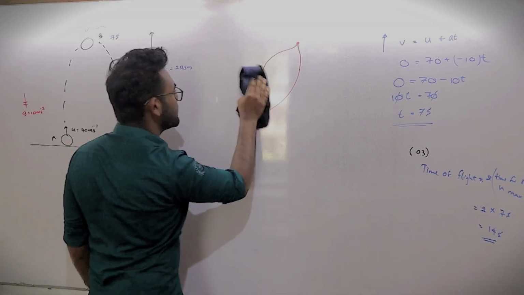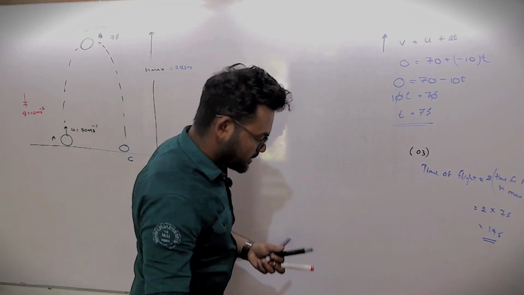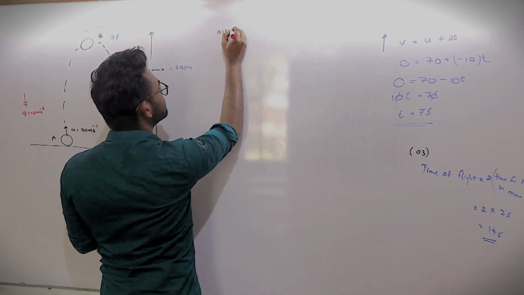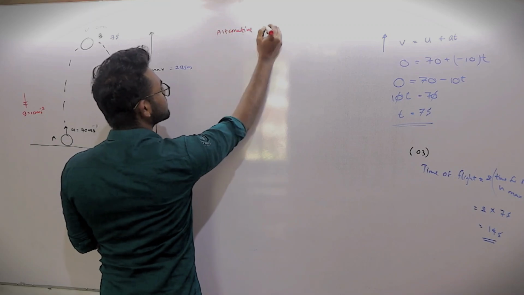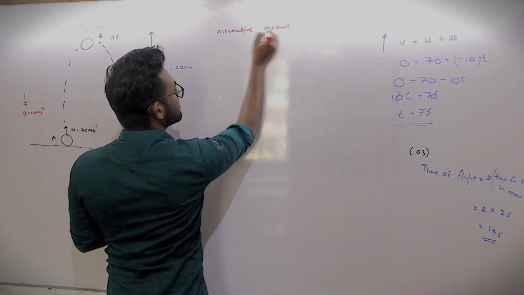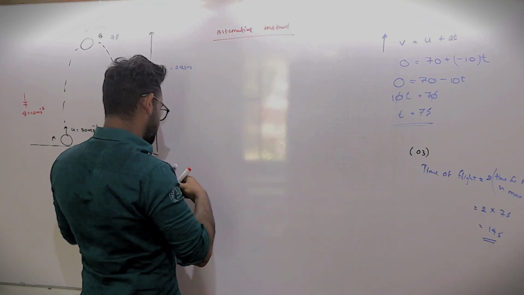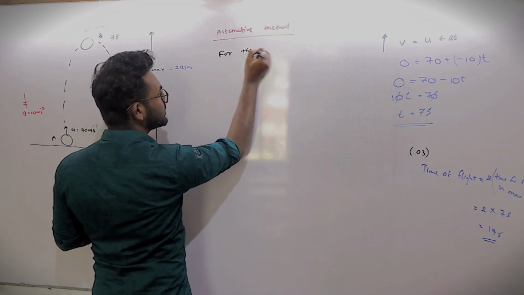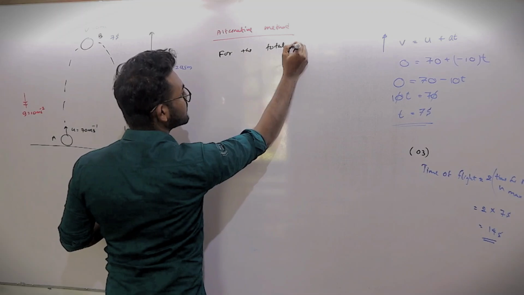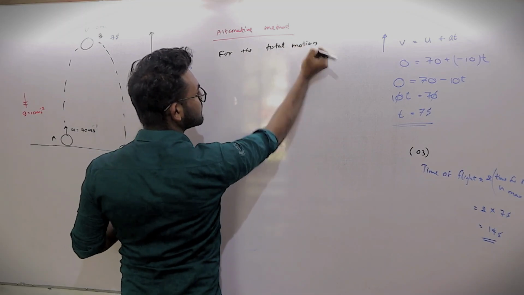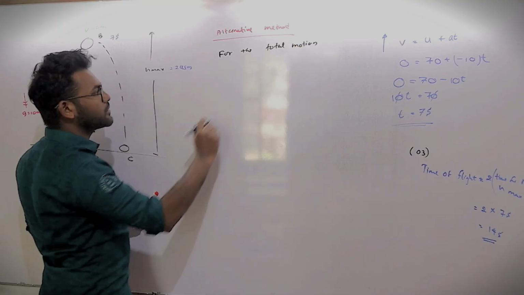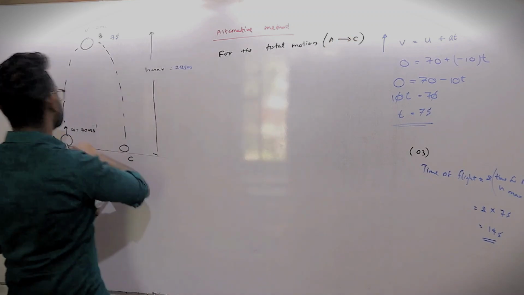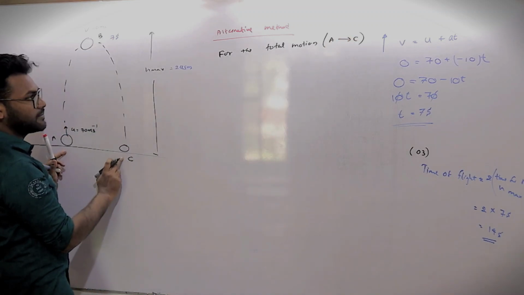Then I'm going to do something like this. I could write, maybe you could copy it down, alternative method, right? I'm going to consider the total motion, again from A to C. I have marked the points as well, from A to C, right?